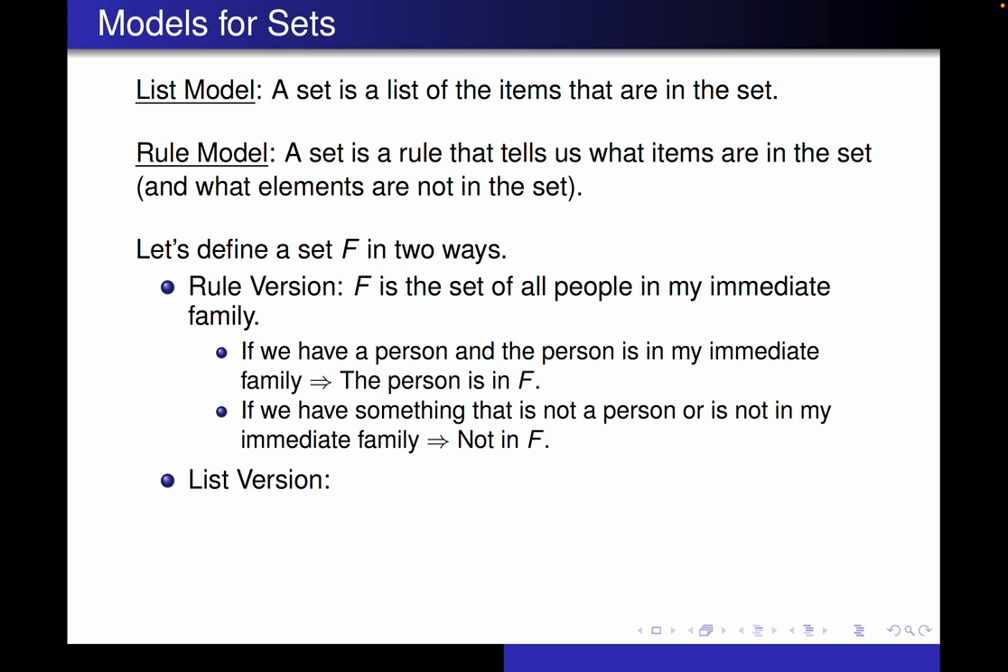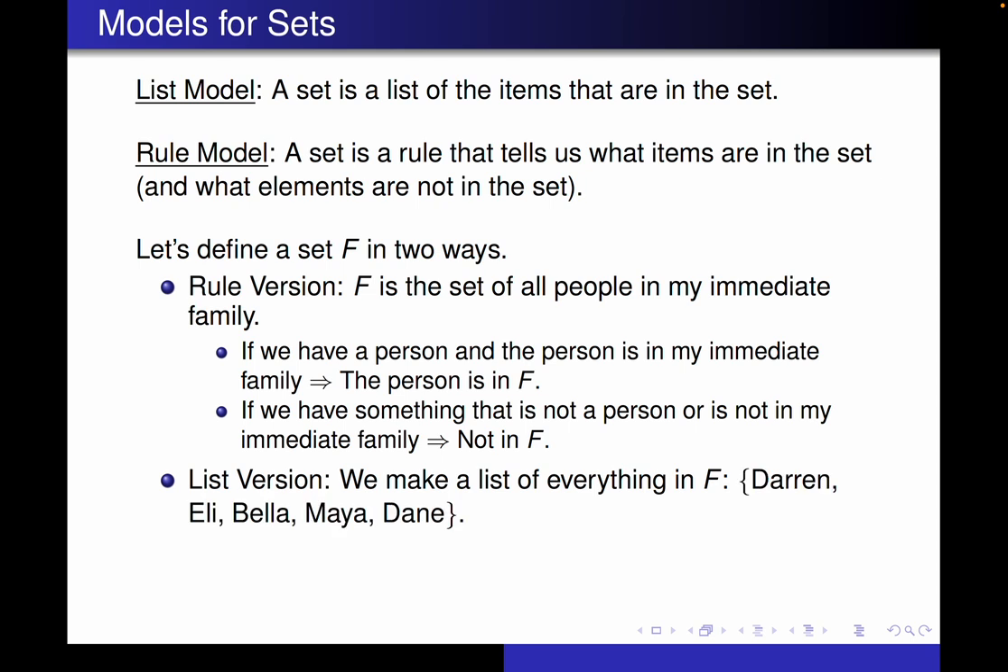And if we want to do a list version, that one's pretty straightforward. We just take all the elements in the set, in this case all the people in my immediate family, and then put them in a list. So we make a list of everything in F, and that will be me and all my kids.